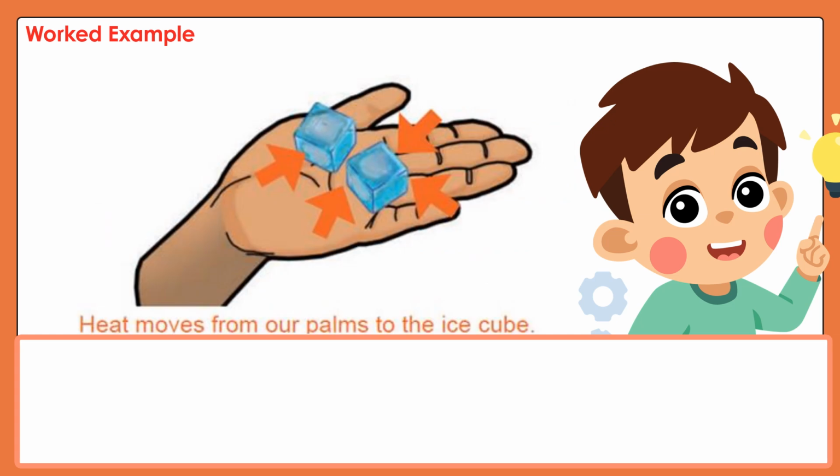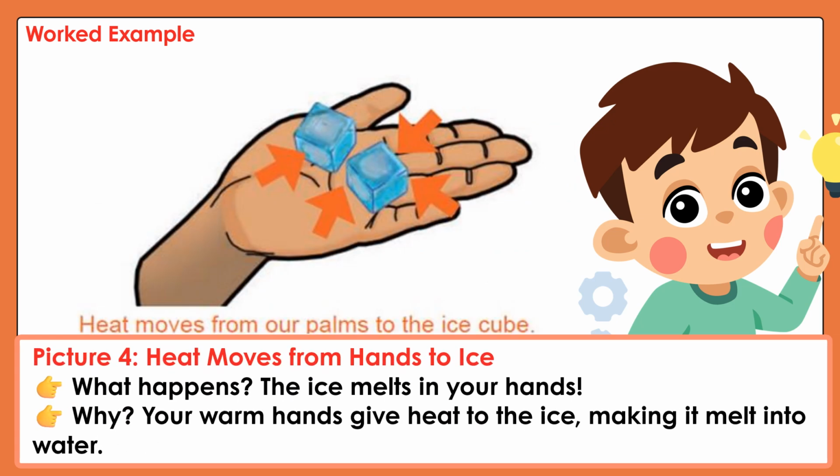Picture number 4. Heat moves from hands to ice. What happens? The ice melts in your hands. Why? Your warm hands give heat to the ice, making it melt into water.